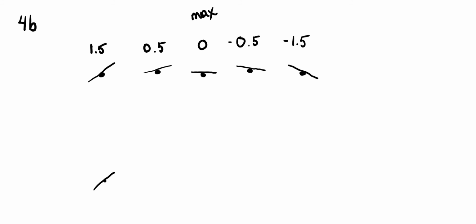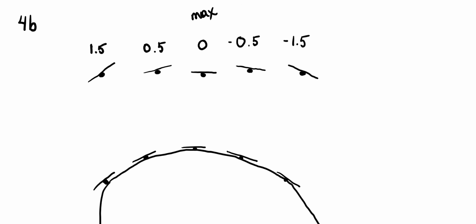We're moving from left to right. So we have 1.5, then 0.5, then 0, then -0.5, and then -1.5. So if I just join these points, what do I get? Looks like I just have a parabola. Whoop, that does not look like a parabola. Forget about that. Okay, so that looks like it's a parabola. In any case, this is what my curve might look like.